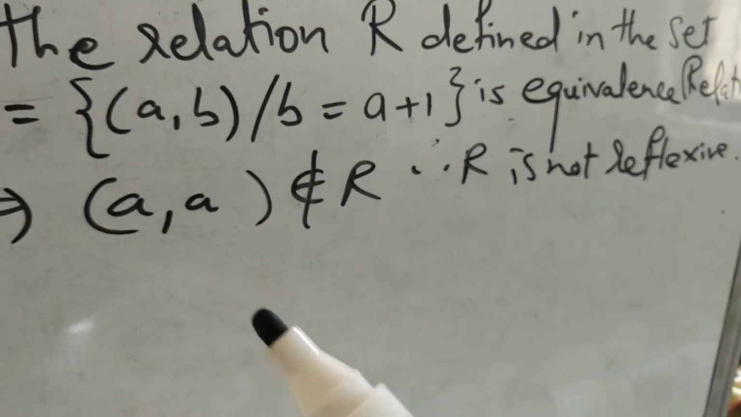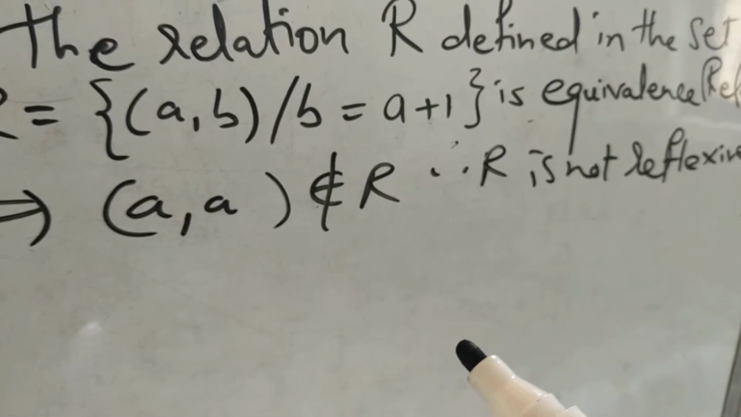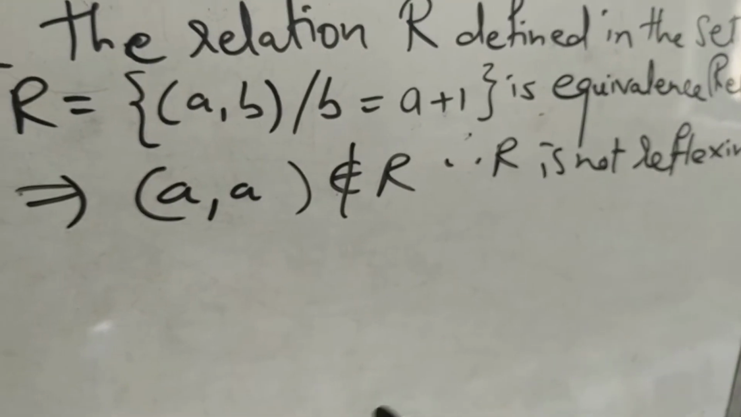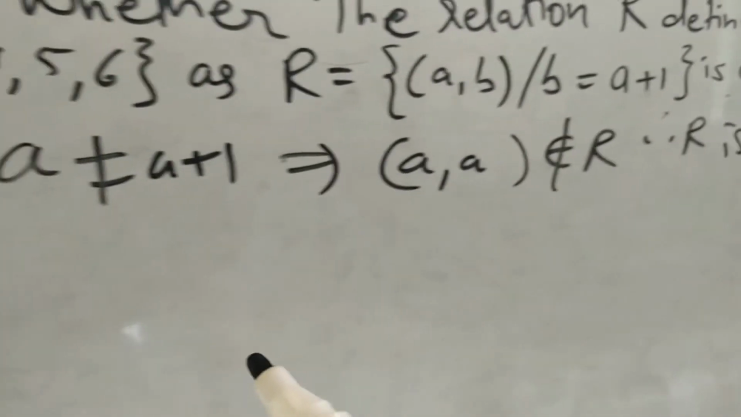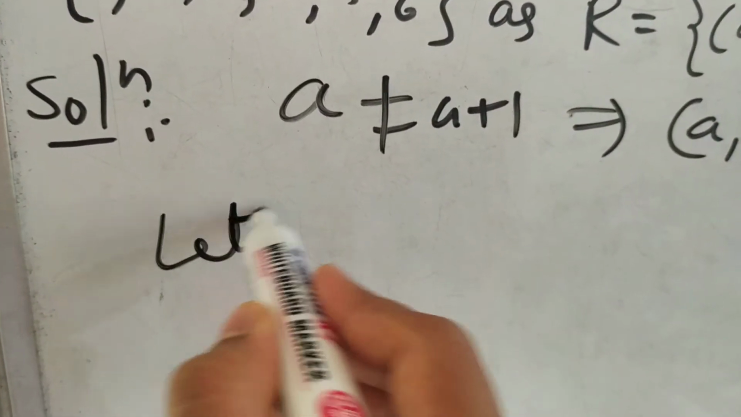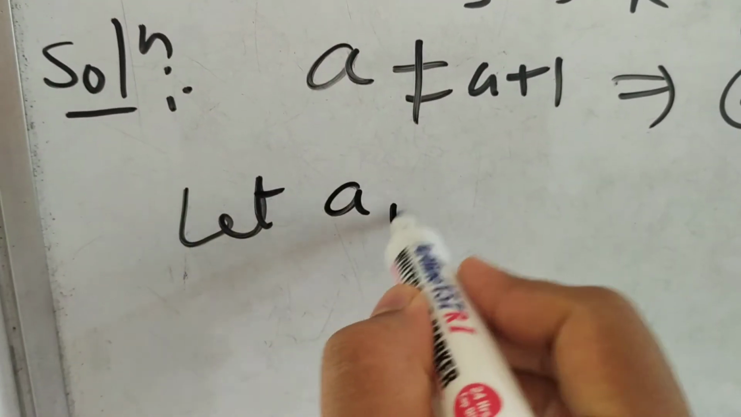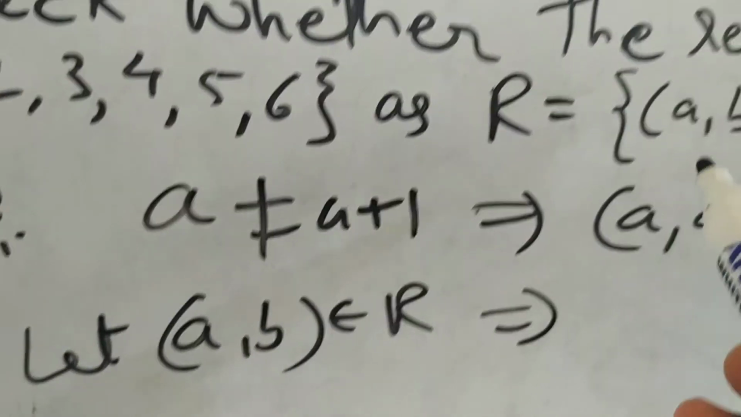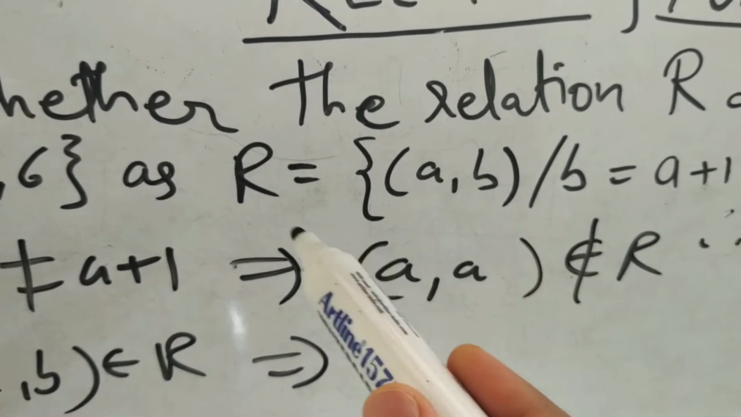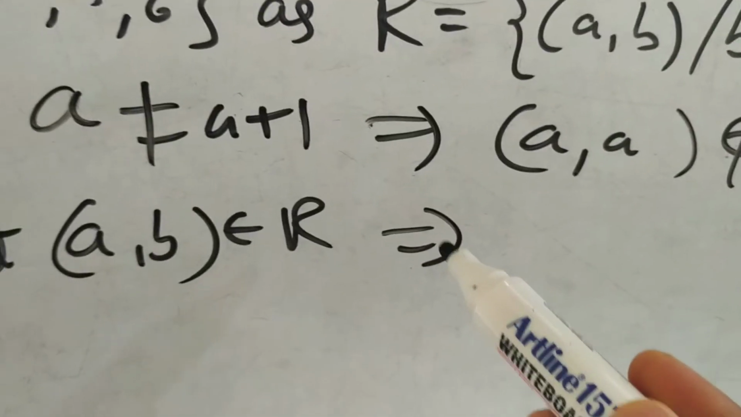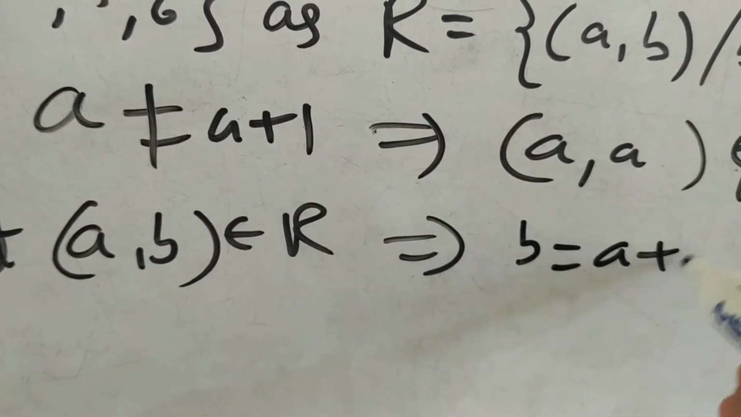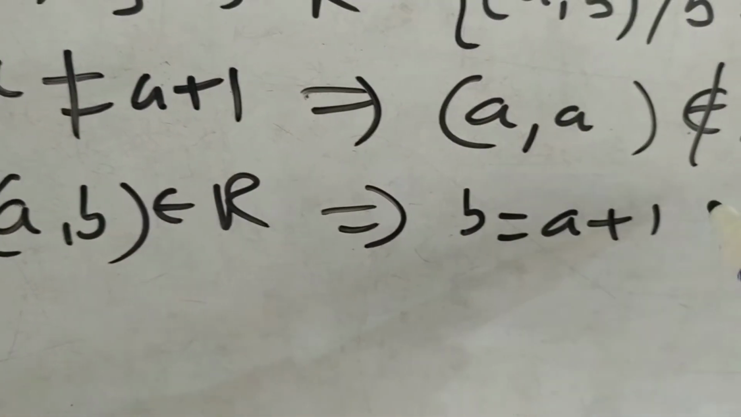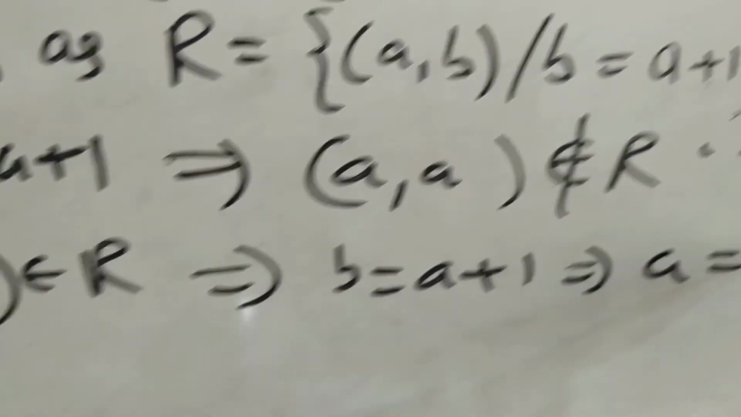Now to show that R is symmetric, if I consider (A, B) belongs to R, then (B, A) should belong to R. Then only R will be symmetric. So let us check whether R is symmetric or not. Let (A, B) belong to R, and as per definition, if (A, B) belongs to R, then B is A plus 1. So this implies B equals A plus 1. From this equation, what is A? B minus 1.